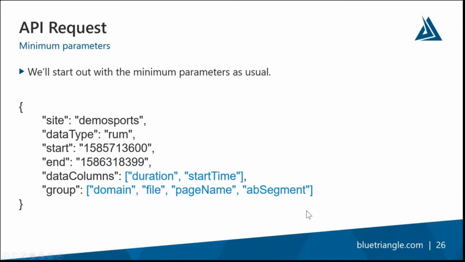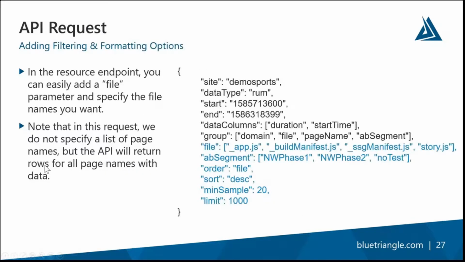Now, what do we need to do to add additional filtering and formatting? So the first thing we're going to do is specify the files. And if you check our documentation, you can see there's a parameter just called file, and you can specify what file names you'd like to zone in on. And we've specified those files here as an array of strings. The next thing, we'll specify which A/B segments we would like to filter on. And likewise, we've created an array of those strings.